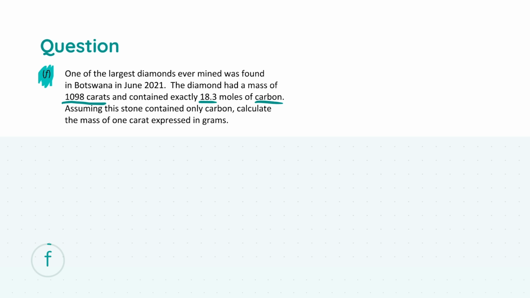And what we're asked to do is assume that this stone is entirely comprised of carbon. We're asked to calculate the mass of 1 carat. A few important things to know here is that we're asked for mass at the very end, and the information that we're given is the number of moles, and we're also told the element. So this gives us everything we need to make a good start on the question.